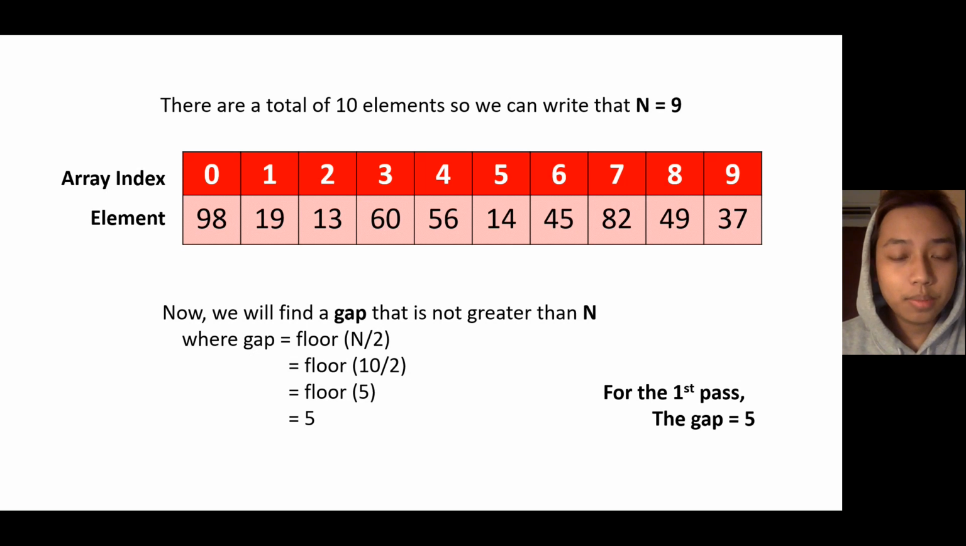Now we will find a gap that is not greater than n, where gap equals floor of n over 2. Because there are 10 elements, we will use the number 10, which will give us the gap equals 5. So for the first pass, the gap is 5.